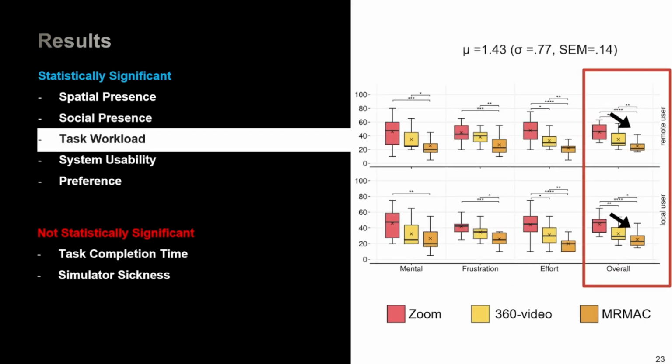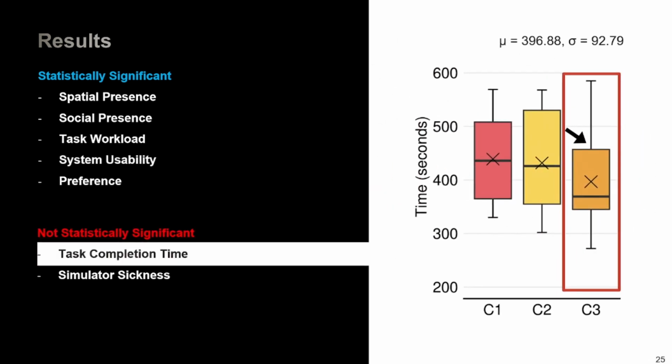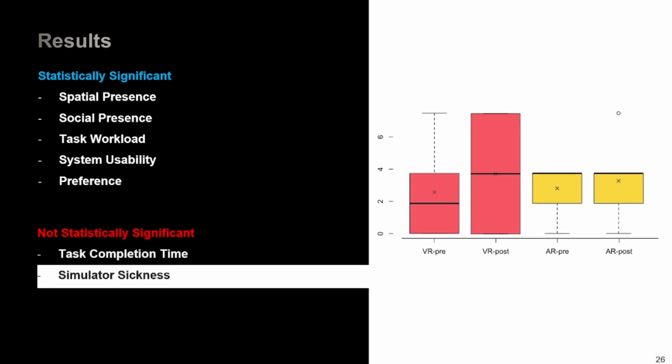TLX, which indicates how mentally demanding or frustrated the participants felt while performing the task, was quite low in the MR-MAC condition. SUS score was above 68 for MR-MAC, and it was also significantly higher than the other 2 conditions. Participants solved the task relatively faster when using MR-MAC, but no significant difference was found. SSQ score was slightly higher in VR between VR pre and post tests than AR pre and post tests, but there was no statistically significant difference.